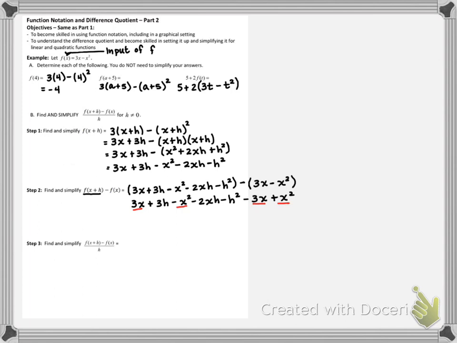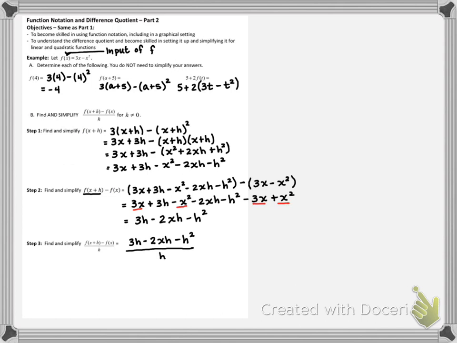So we end up with 3h minus 2xh minus h squared. And then the last thing we're going to do is take that f of x plus h minus f of x, and divide it by h. So we've got 3h minus 2xh minus h squared, all over h.